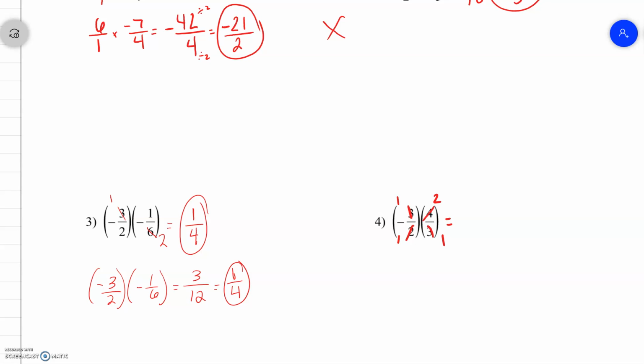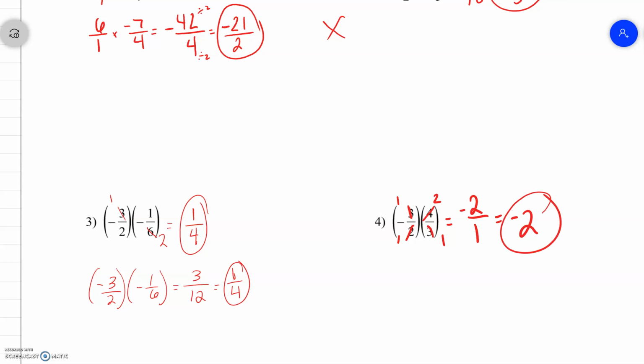So now my multiplication is pretty straightforward. 1 times 2 is 2. 1 times 1 is 1. Negative times a positive is a negative. And then I can simplify this even further. Anytime you have a value over 1, we can just kind of drop the 1. And that would be my answer.